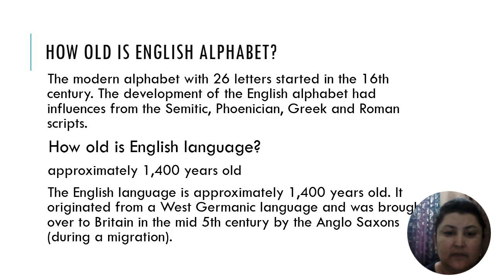How old is the English alphabet? The modern alphabet with 26 letters started in the 16th century. The development of the English alphabet had influence from the Semitic, Phoenician, Greek, and Roman scripts. How old is the English language? Approximately 1,400 years old. It originated from a West Germanic language and was brought over to Britain in the middle of the 5th century by the Anglo-Saxons during the migration.